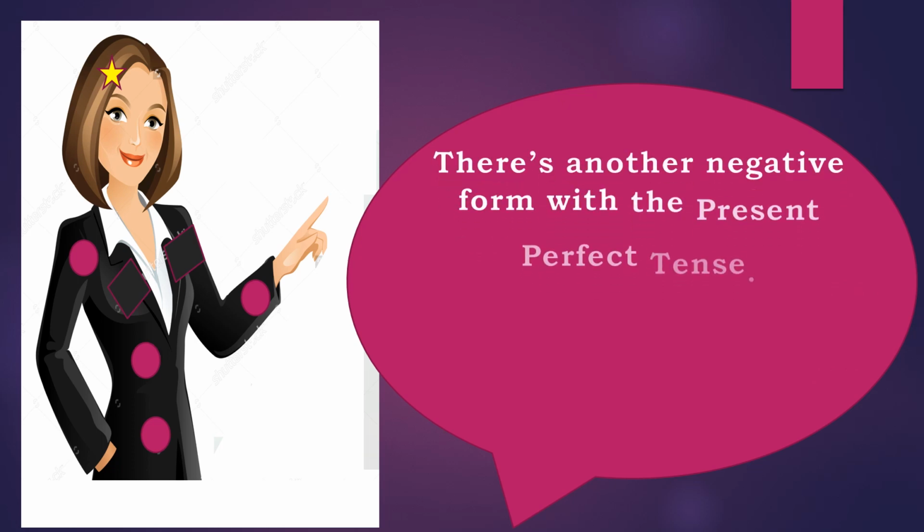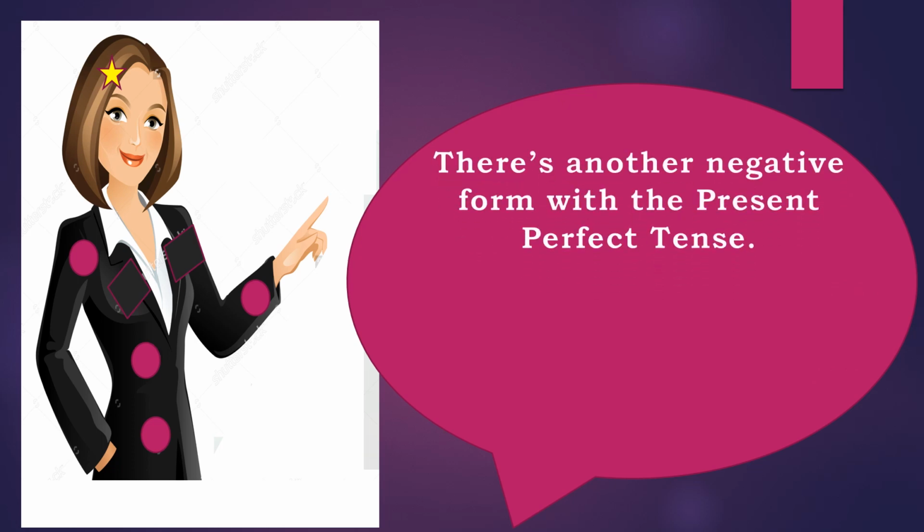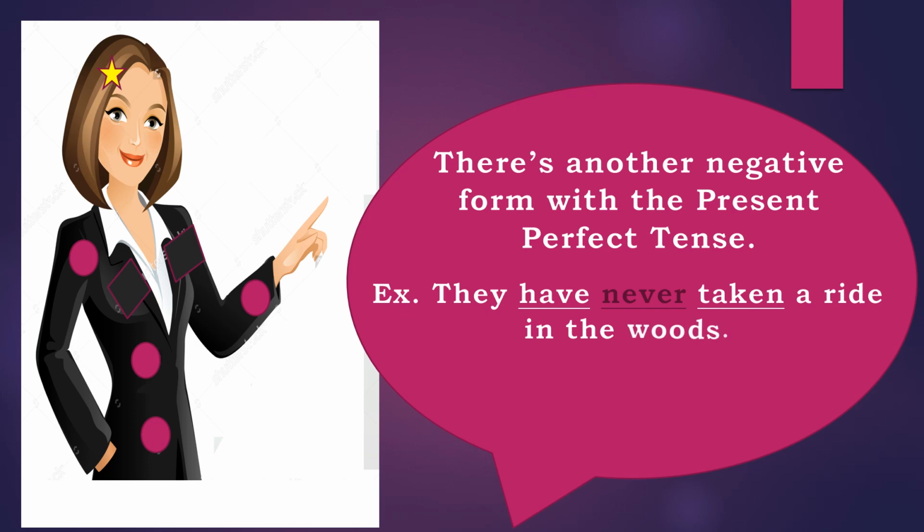Next thing is that there is another negative form with the present perfect tense. With this one, we use the word never. For example, here we say, they have never taken a ride in the woods. So instead of using not, we can use never.